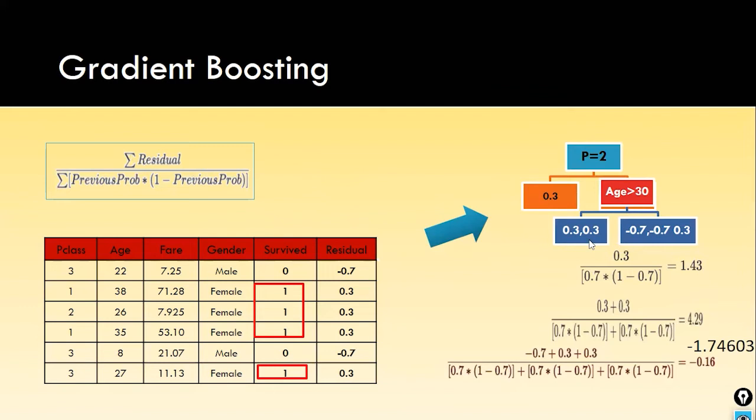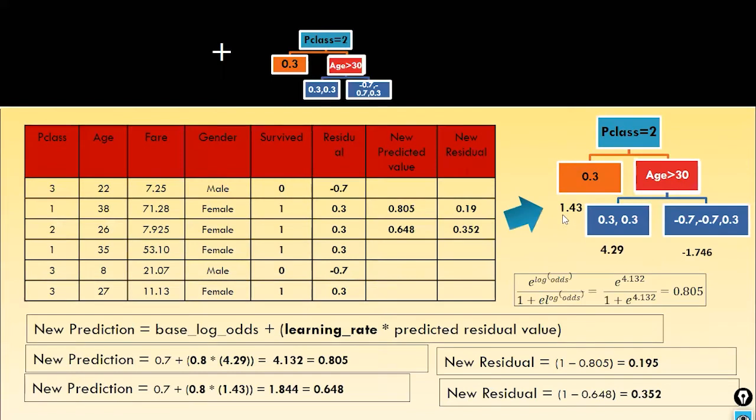Similarly, if you plug in these values into this equation, we can get the output for each leaf. If I put the values here, you can understand that 4.29 is the output for this leaf, and this is the output for this leaf, and this is the output for this leaf.